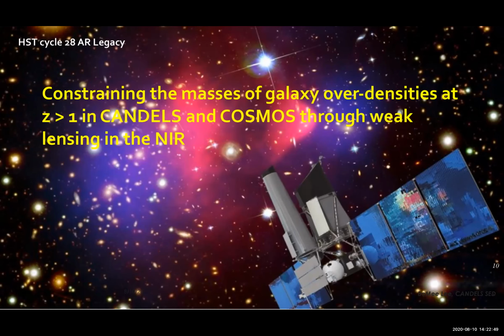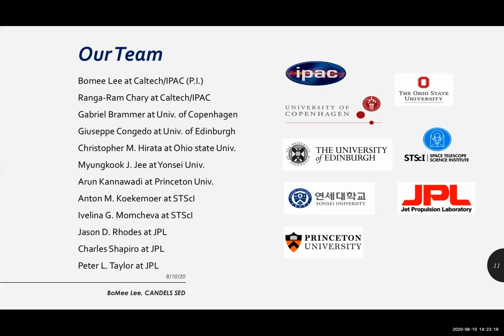Thank you. All right. So the next one is actually very interesting. Next I will introduce our recently accepted HST legacy archive program, constraining the masses of galaxy overdensities at redshift greater than 1 in CANDELS and COSMOS through weak lensing in the NIR. The background image here is from eROSITA, looking at a cluster. The blue is from the weak gravitational lensing map and the pink is from the X-ray observation, for your information. This is our team, including 12 people from the US, Europe, and South Korea.